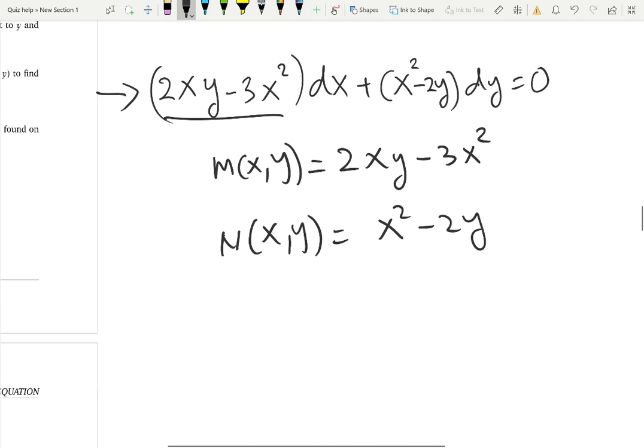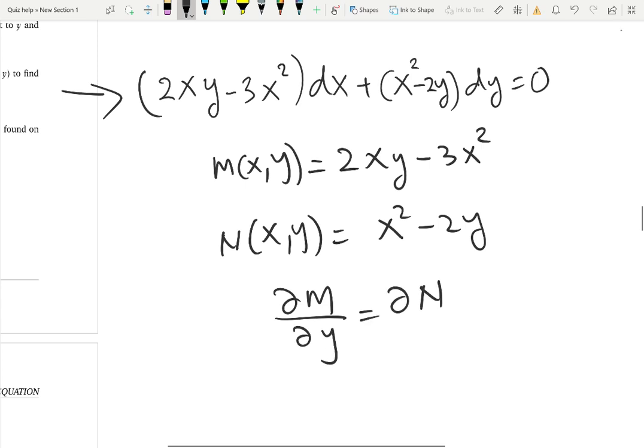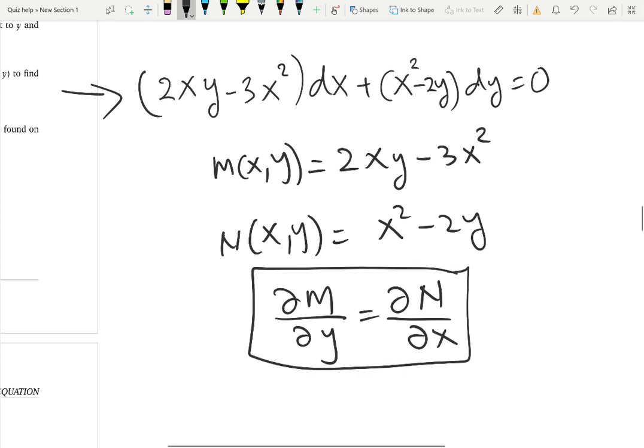After you identify them successfully, you want to do the exact equation test. That means we don't know yet whether this differential equation is exact or not. We can identify M and N, but we don't know whether they are created out of the same function f. If you don't know that, refer to my previous video. So what is the test? The test says if the partial derivative of M with respect to y is the same as the partial derivative of N with respect to x, then you have an exact equation.